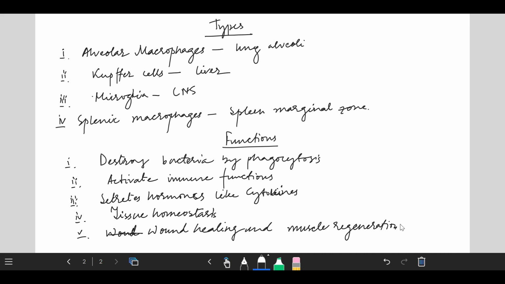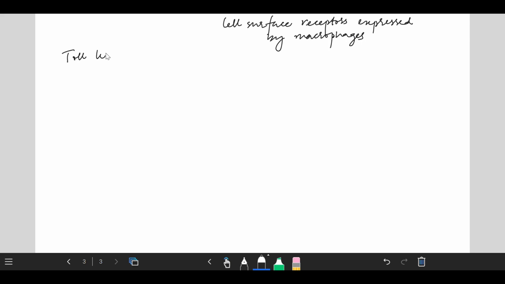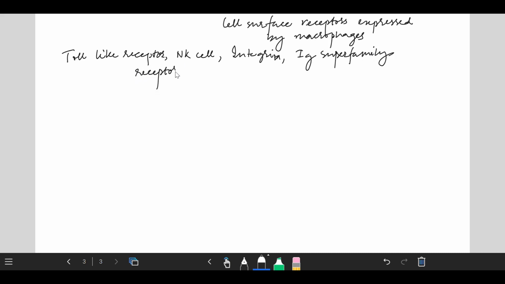Okay. Now, what are the cell surface receptors which actually represent macrophages? These kinds of receptors expressed by macrophages are toll-like receptor, it can be NOD-like receptor, or it can be integrin, and another one is Ig superfamily receptor. So these are the cell surface receptors which are expressed by macrophages.